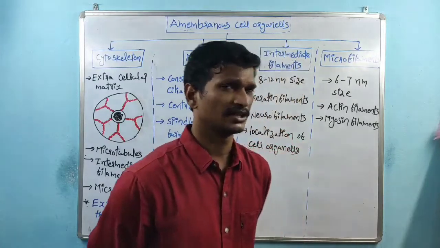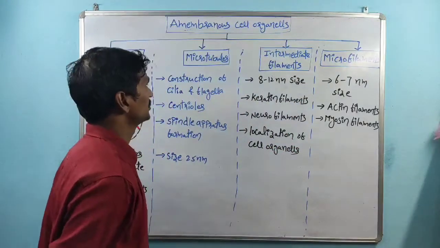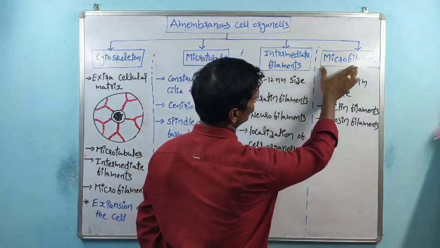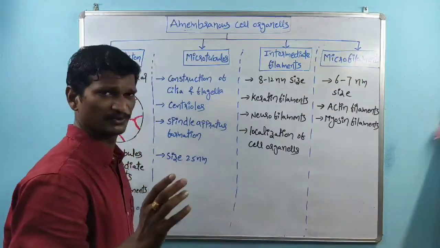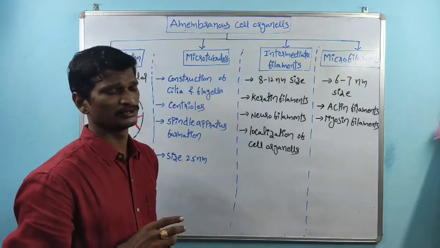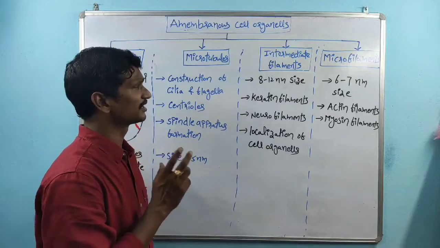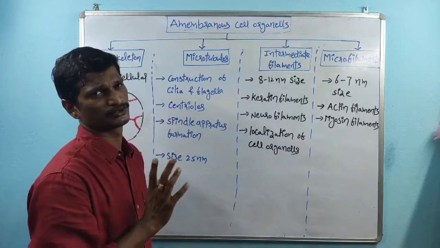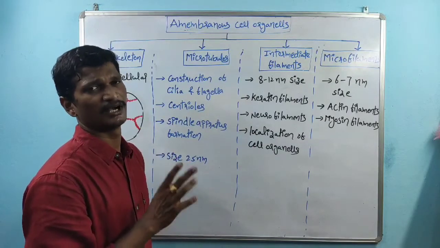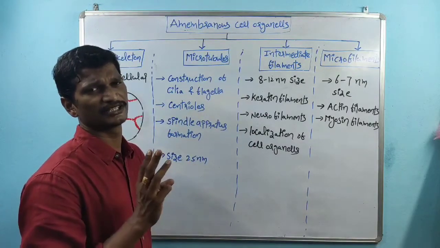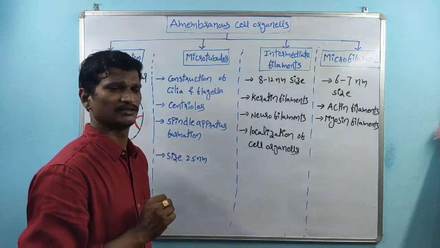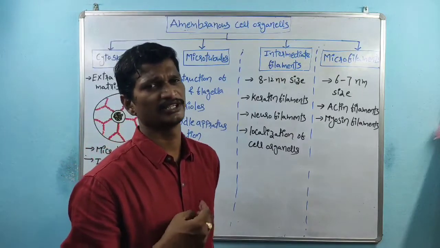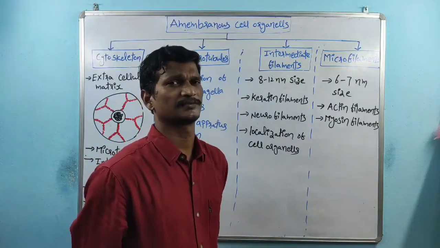Amembranous structures, right? So there are microtubules, intermediary filaments, and microfilaments, majorly within the cell, other than ribosomes. Microtubules, intermediary filaments, and microfilaments. See, these are the three structures which do not have a membrane. That's the reason why these are called amembranous structures.